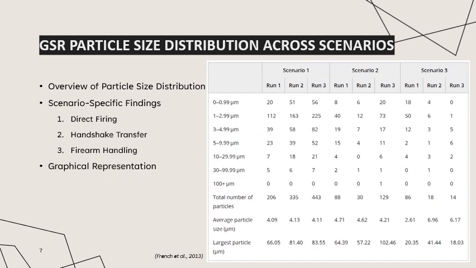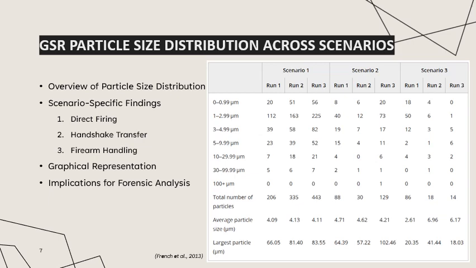Okay, so this graphical representation is from French et al., from 2013, and this is the particle size distribution. The chart displays each scenario, showing the frequency of each particle size class. It visually represents how the particle size varies across the different modes of transfer. It also includes the total number of particles and the average across each scenario, across the runs, and the largest particle as well.